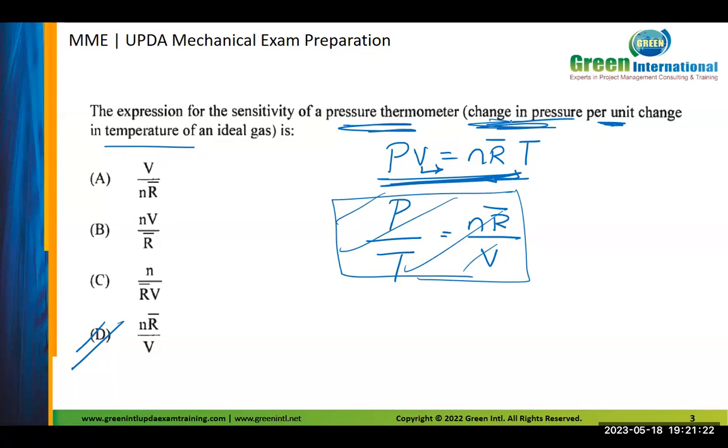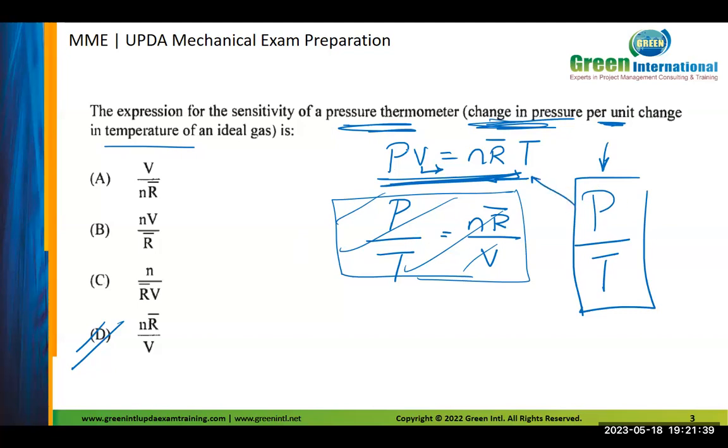So I need it to be change in pressure, P, per unit change in temperature, like this. This is what is described for the pressure thermometer. So I need this shape. So how to bring this from this equation?